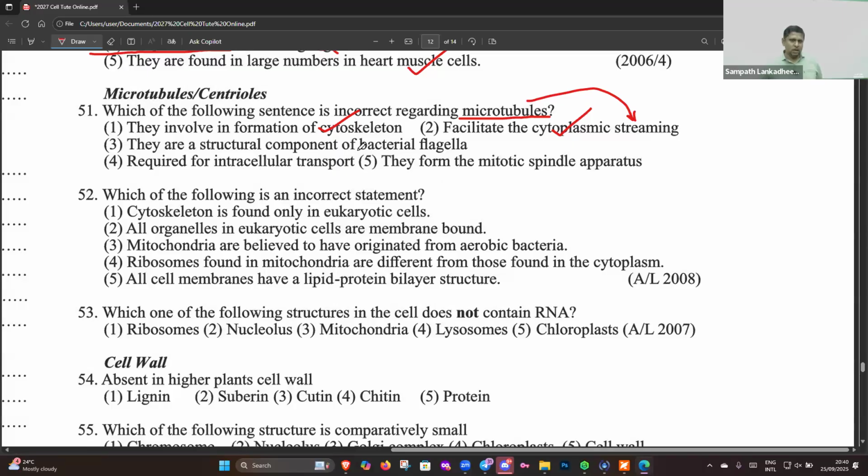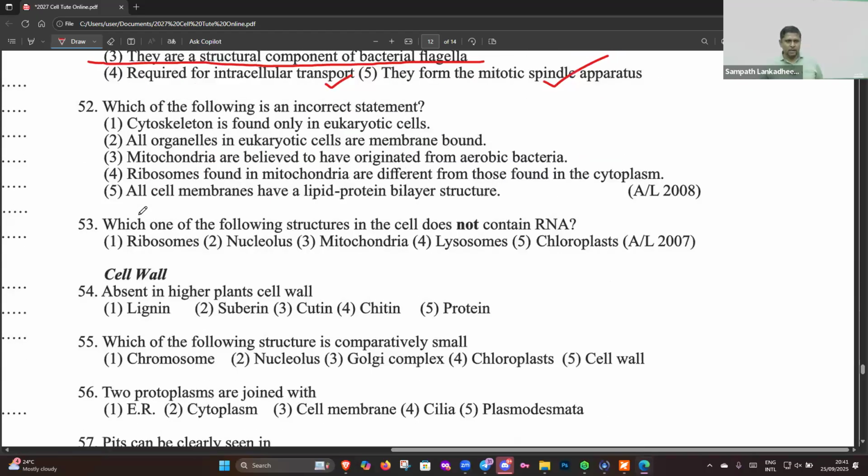They are structural components of bacterial flagella. No. Right? Every time you have to find the best answer, okay, people? So when you have two answers, go for the best. Required for intercellular and intracellular transport. Yeah. They form the mitotic spindle. Yes. So we have the answer, the third one.